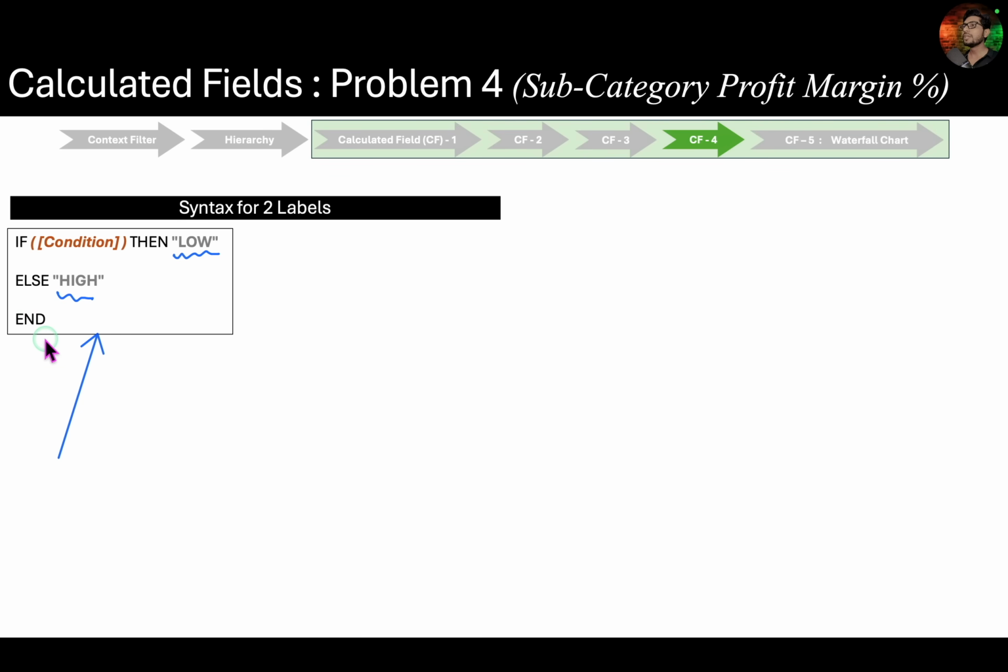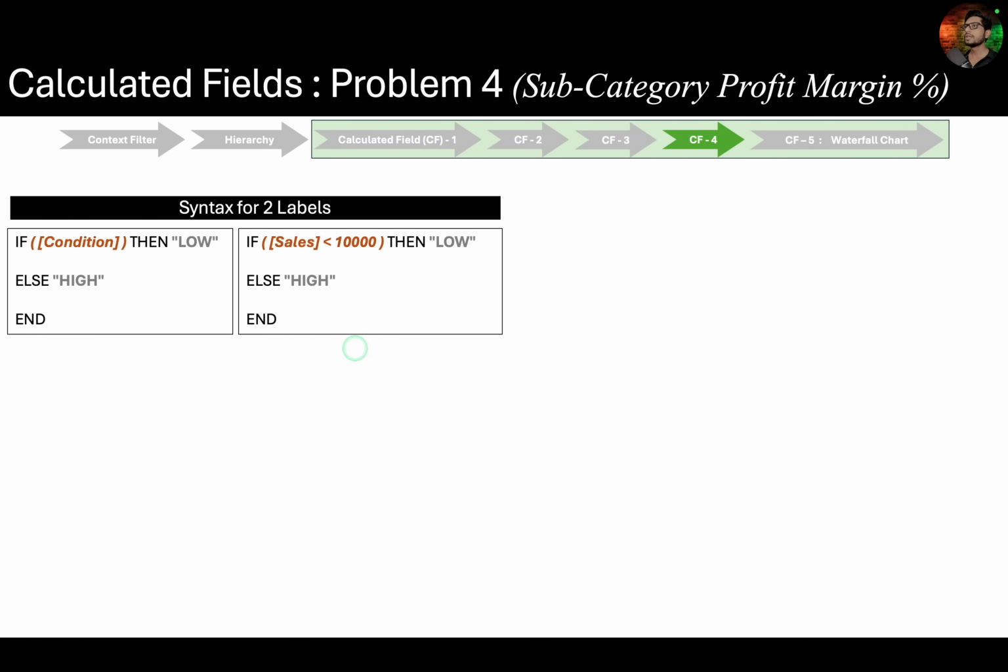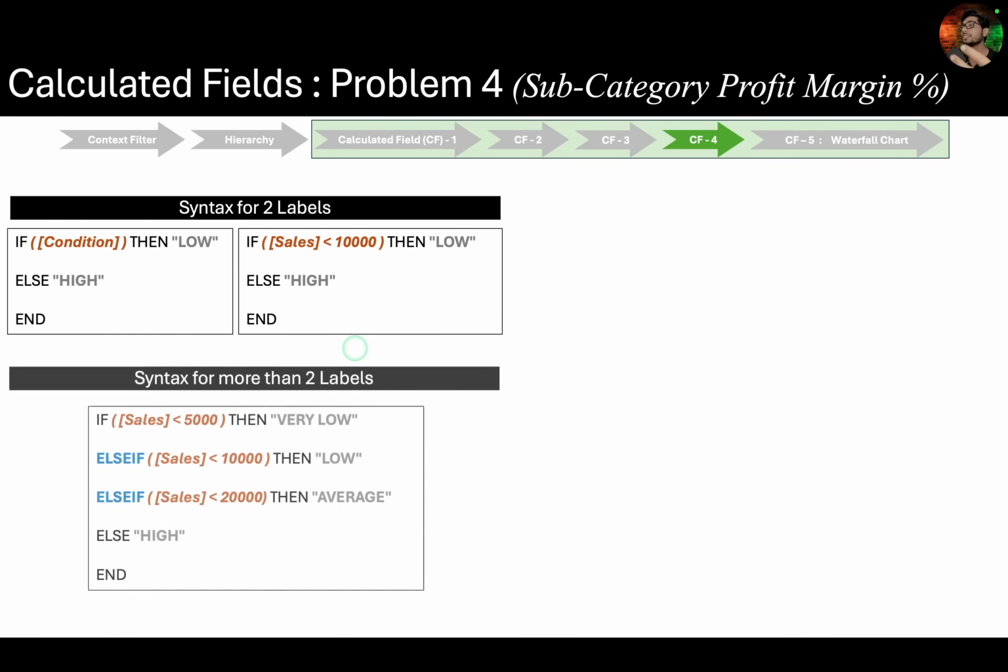For example, if you want to classify sales into just low and high categories using 10,000 as a threshold value, the syntax in Tableau would go something like this: if sales is less than 10,000, then low, else high. And then we end the statement with END. Nice and easy, right? This will give us a clear split as low and high values based on the sales threshold value.